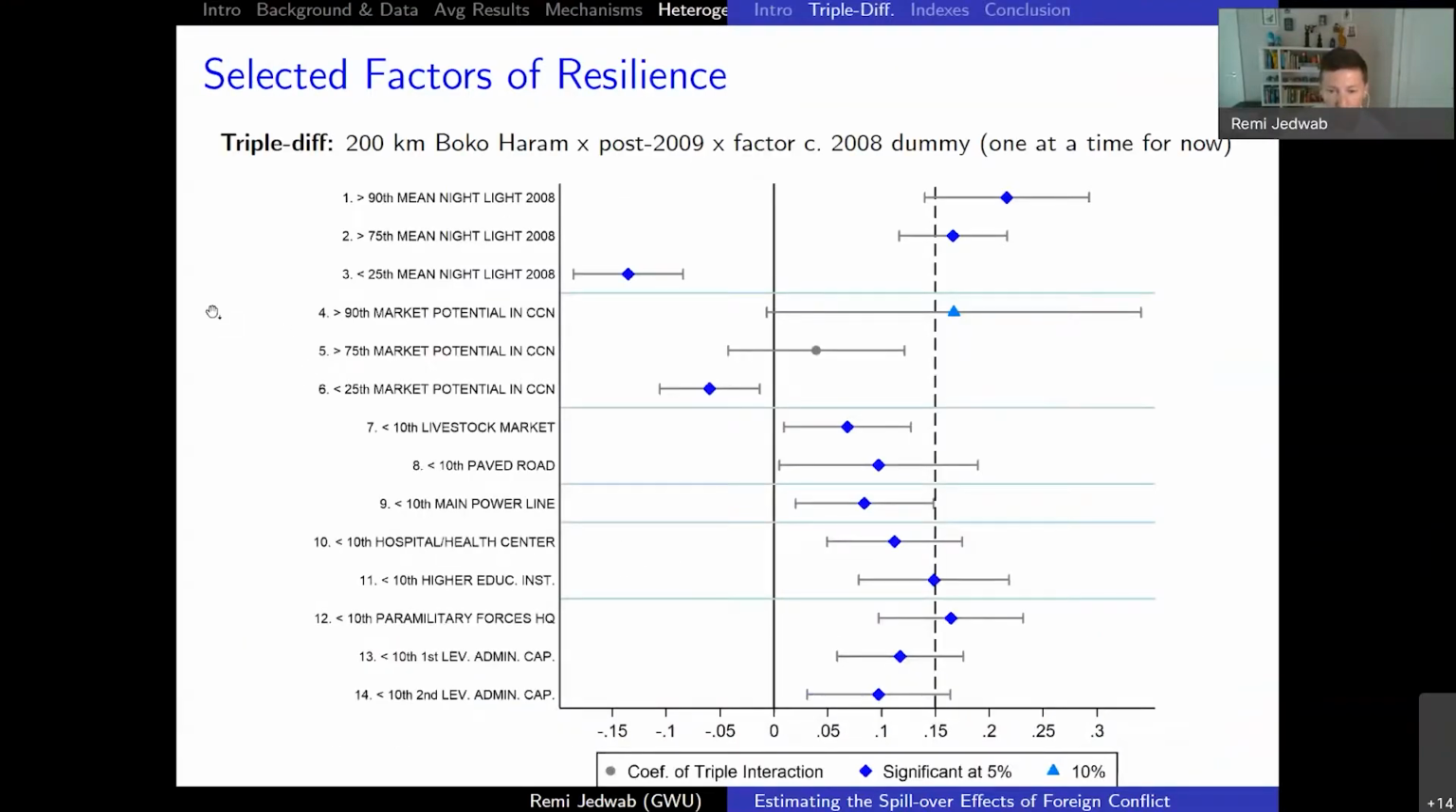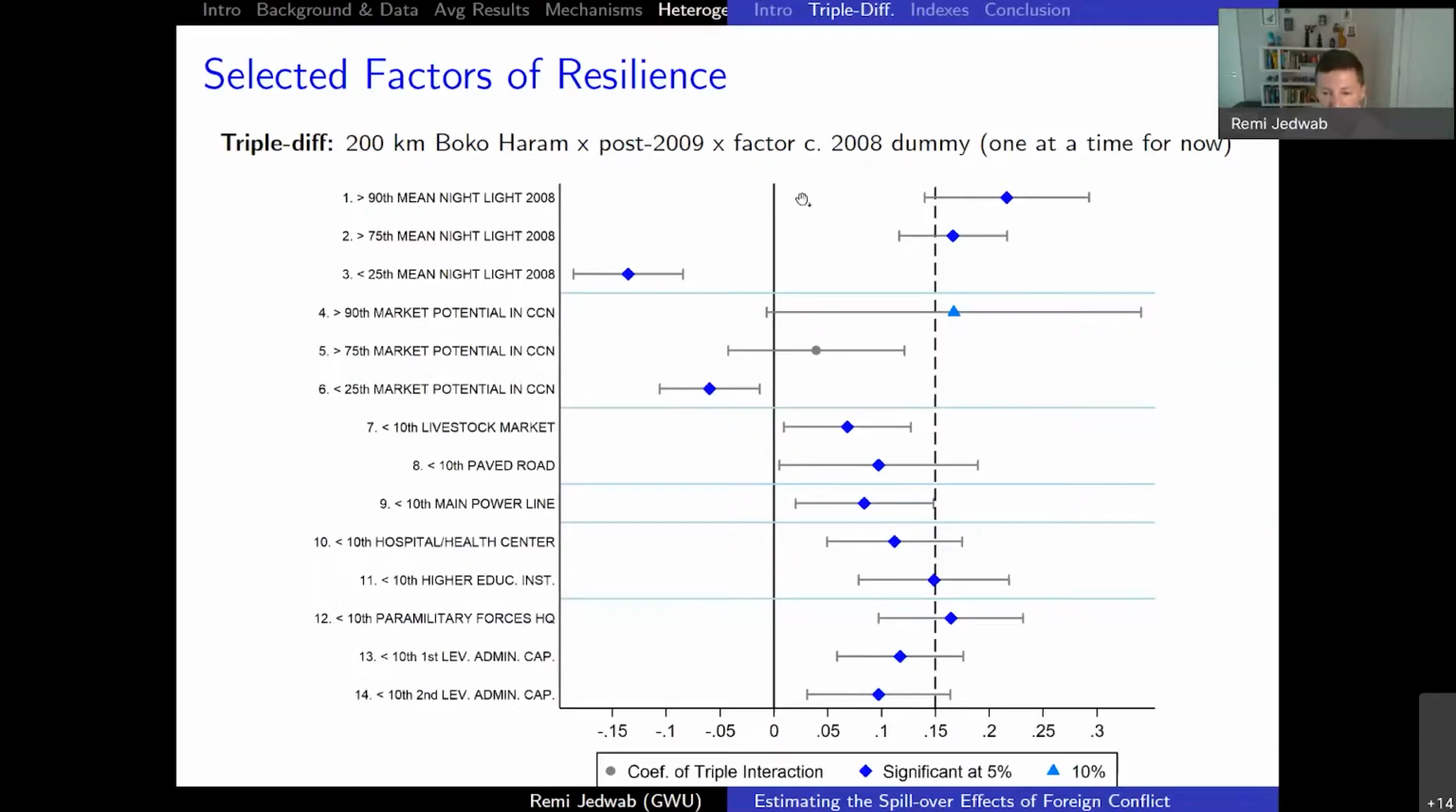So we're going to do a triple difference, very similar to a previous paper, where we're going to look at our main treatment, which is the interaction of Boko Haram times the post-2009 dummy. But we're going to interact that with a dummy if you have a specific factor in a cell. For the time being, we'll just do it one at a time. So what we see here is a dummy if the cell was more developed. So if the measure of night lights in the cell was above the 90th percentile value of night lights in the country in 2008, so before Boko Haram.